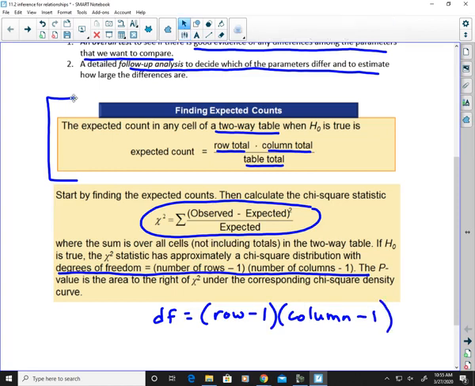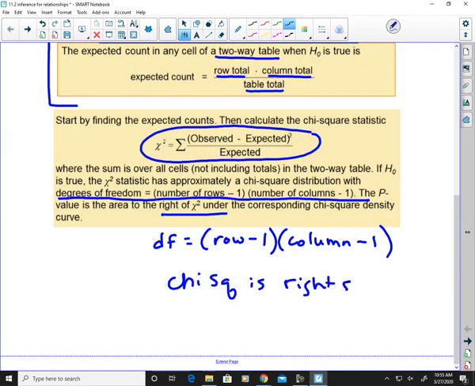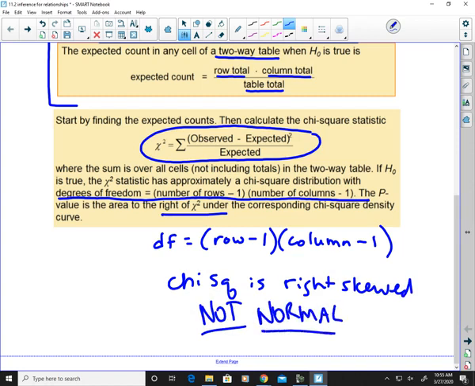That will help us find the degrees of freedom that we will then use to find the area or p-value to the right, because remember, chi-squared curves are not normal. You should never use the word normal when referring to chi-squared. So chi-squared is right skewed and absolutely not normal. If you write that down, that would be a very big no-no if you said that was normal.